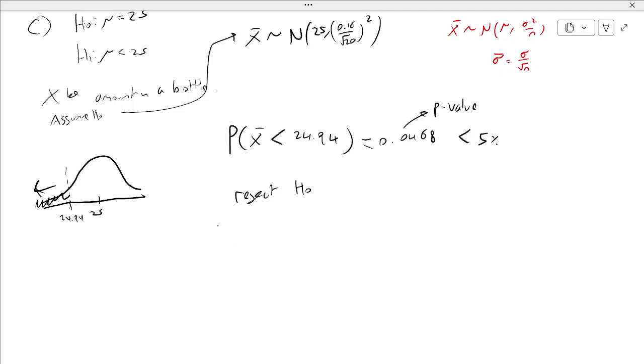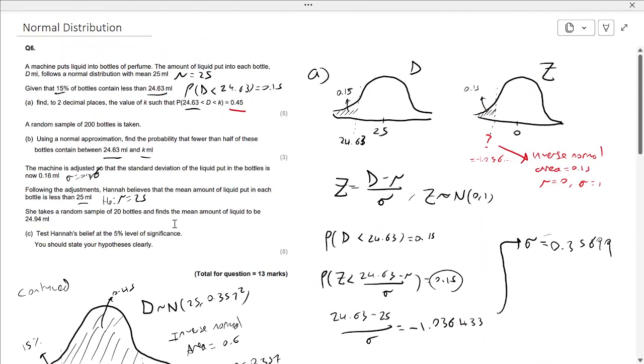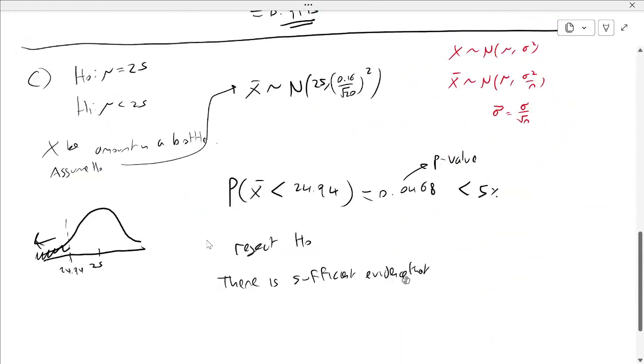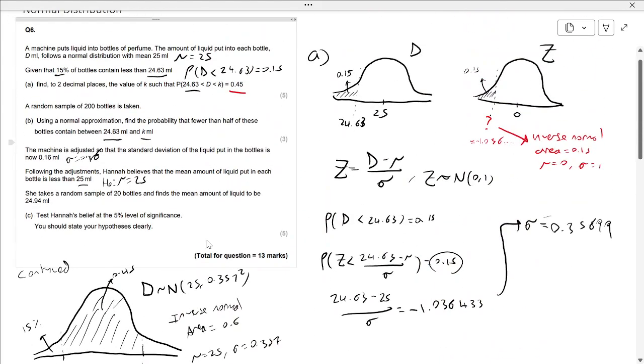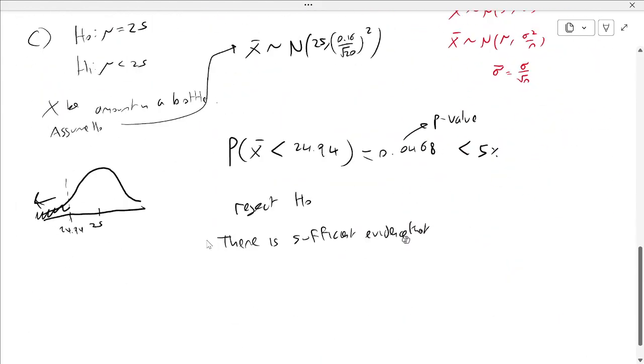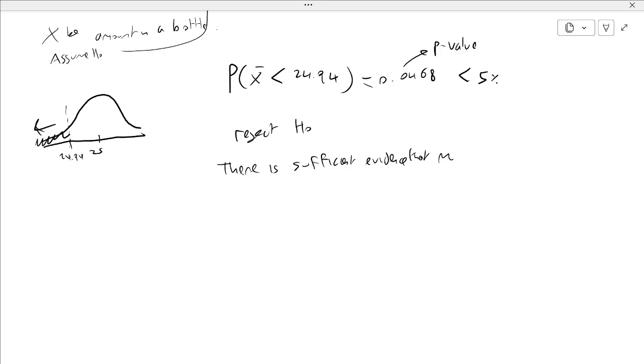And in context, there is sufficient evidence that, well, can I just write to support so-and-so's claim? I can, to support Hannah's belief. Or write it out fully that the mean amount of liquid in each bottle is less than 25 milliliters. Feel free just to write to support Hannah's belief. Take yourself a bit of writing there.